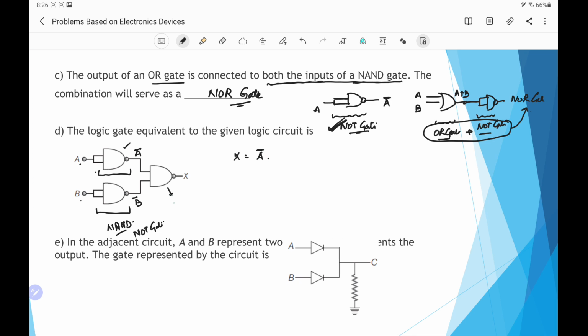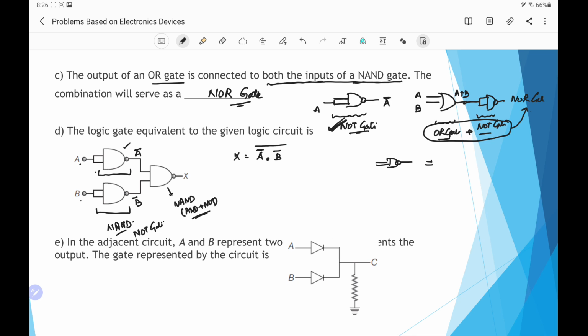NAND gate is a combination of an AND and NOT gate. Therefore, one of the inputs is A complement, another input is B complement, and we take the AND of this. After that, it is having the NOT gate. So for NOT gate, we have to take the complement.